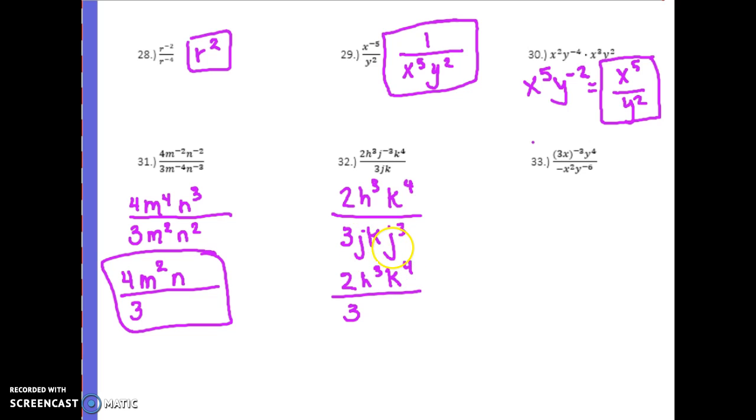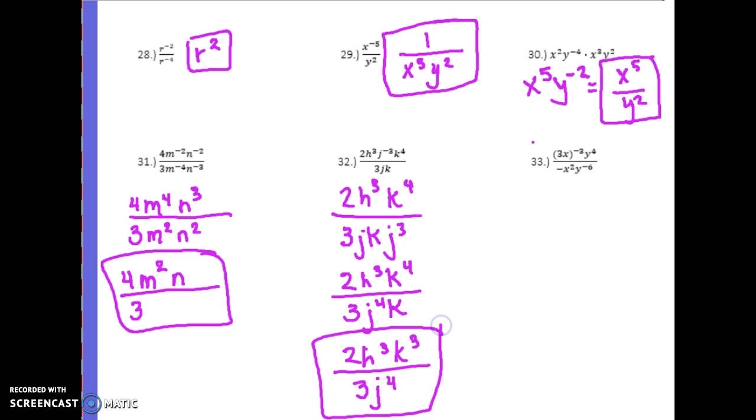But now I've got j times j to the 3rd, so that's going to be j to the 4th, and then times k. All right, and then my final step, I'm going to divide k to the 4th by k, so I end up with 2h to the 3rd, k to the 3rd, divided by 3j to the 4th. And that's my final answer.